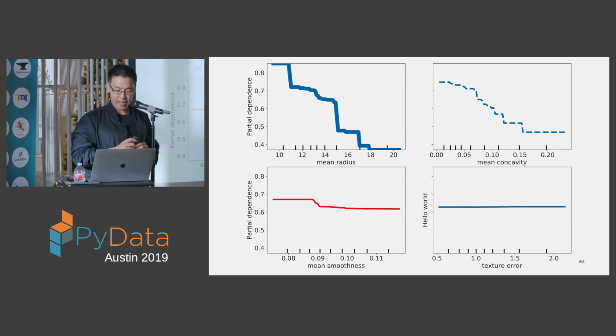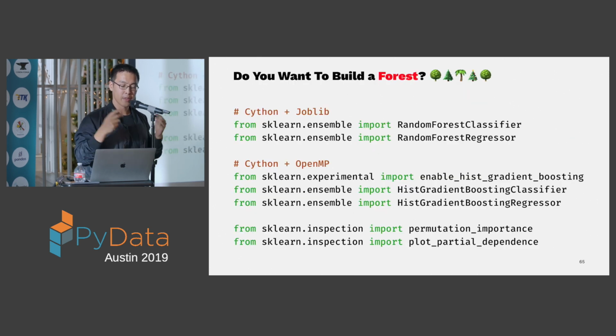So that's awesome. With partial dependence, we're going through a lot today, really quickly, but we have Cython and Joblib for random forest, Cython and OpenMP for parallelization. For inspection, we have permutation importance and plot partial dependence. These inspection tools are model agnostic. They don't have to be forests for this to work. All the stuff I have for model inspection, you could do for any model you want, linear models, logistic regression, everything. So it doesn't have to be trees.